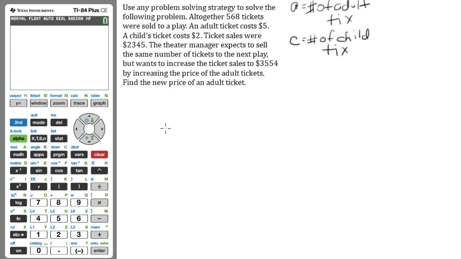Okay, so one equation that we can come up with has to do with the total number of tickets. So the total number of tickets is 568, and I guess we're assuming there's only adult and children's tickets. So the number of adult tickets, that's an A, plus the number of children's tickets should equal 568.